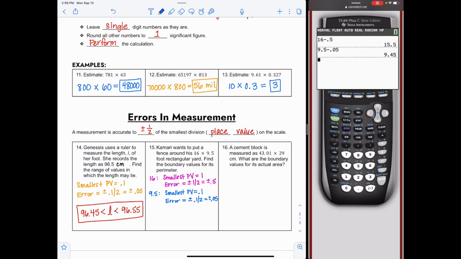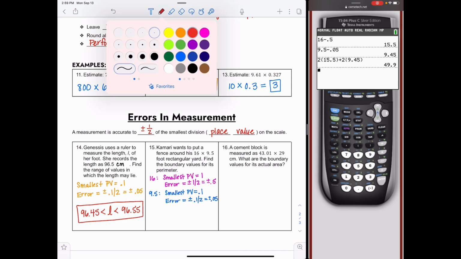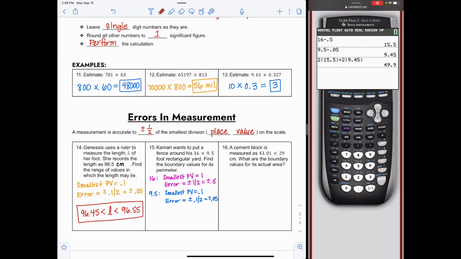So all I have to do, remember, perimeter is 2 times the length plus 2 times the width. So for my lower bound numbers, I'm going to have 2 times 15.5 plus 2 times 9.45. And that's going to end up giving me 49.9 for my perimeter on the lower end. Okay, so that's going to be 49.9 for my perimeter. And I'm going to put P for perimeter here.